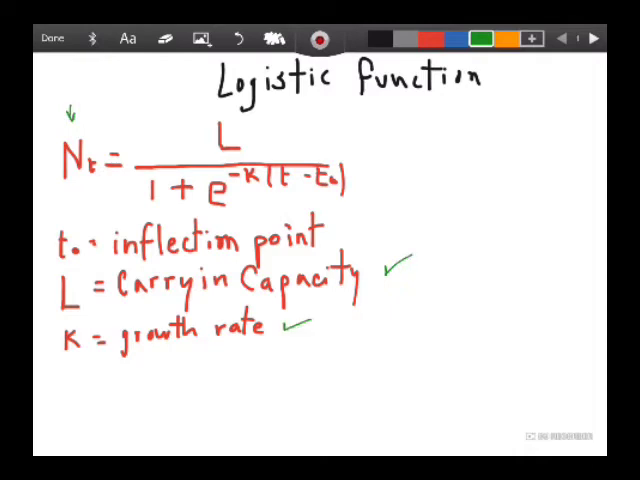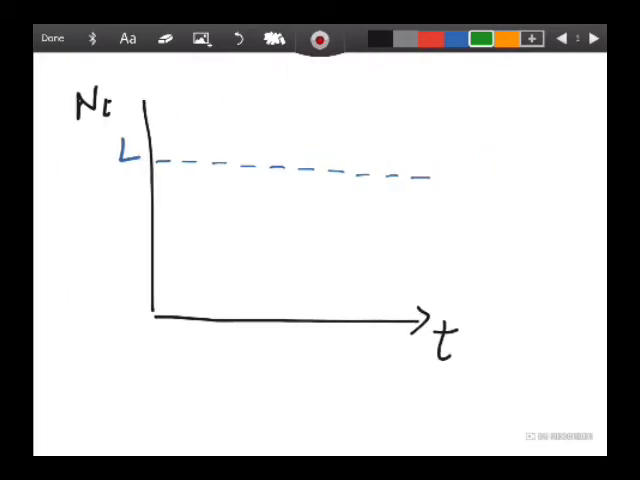It's also known as the logistic growth rate, and this tells us how fast the function is growing to the maximum carrying capacity. And then the inflection point, t0, is the point where the logistic curve shifts from an increasing slope to a decreasing slope. So let me show you the figure.